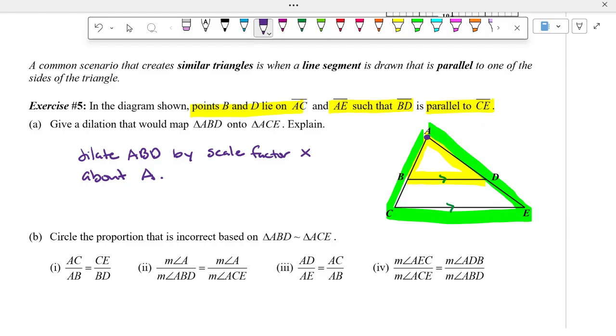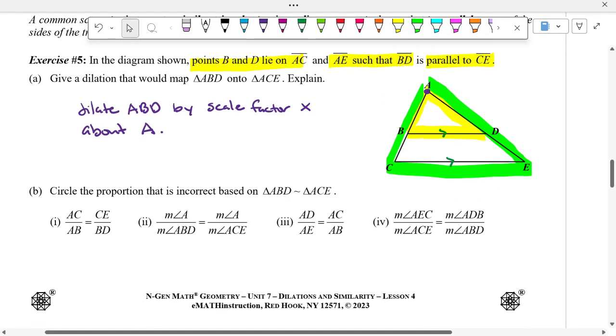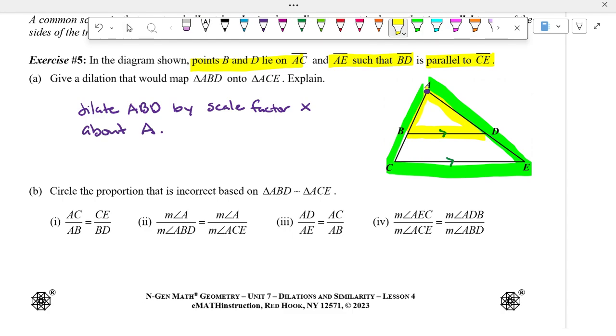Now, that's all great and all, but I'm more worried about part B. So it says which proportion is incorrect based off of the fact that those two triangles are similar. So, first off, if we're talking angles, A is obviously going to be congruent to itself because of what property? Why is A congruent to itself? Reflexive. It's in the exact same spot.